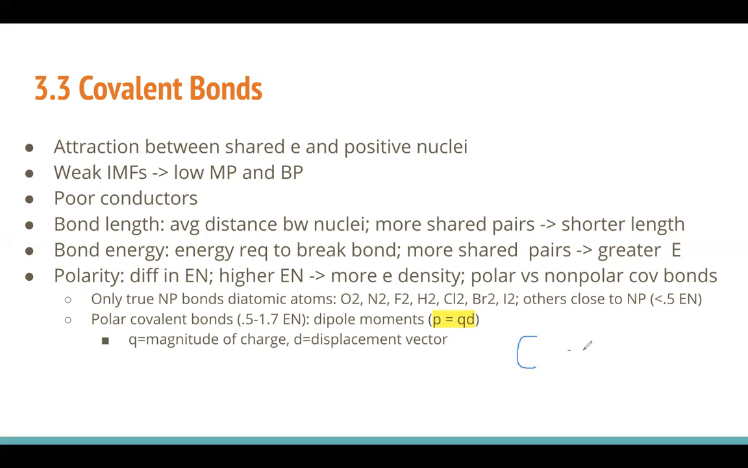For example, a carbon-oxygen bond. Oxygen is much more electronegative than carbon, so the dipole moment vector would look like this. It's really intuitive because you put a positive charge on one end, then it points toward the more electronegative atom. So that's just what it is, and you can find the magnitude of the dipole moment using that equation.